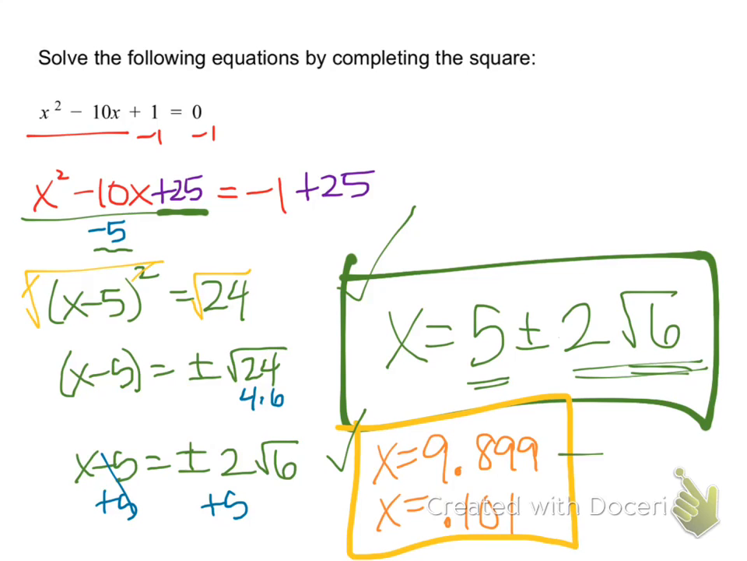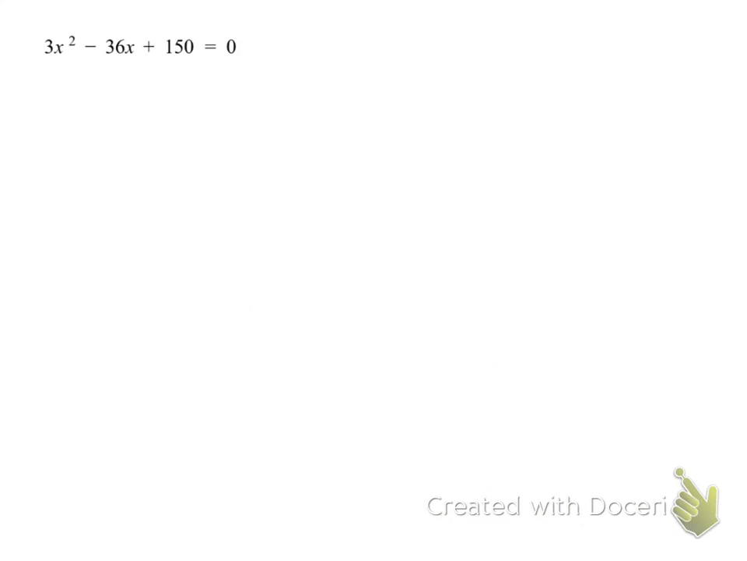So to get the top decimal answer, I would take 5 plus the 2 square root of 6. That would give me 9.899. And to get this one, I take 5 minus 2 square root of 6, and I get 0.101. And I would like you to round to 3 decimal places. Let's take a look at the next example.